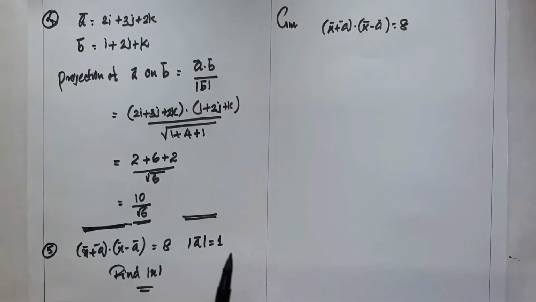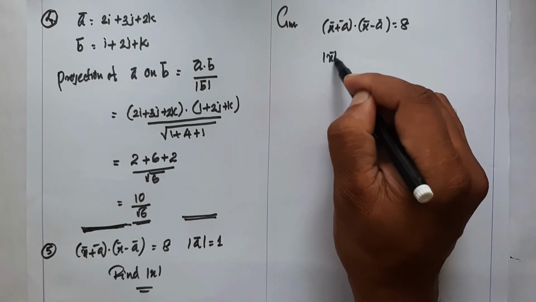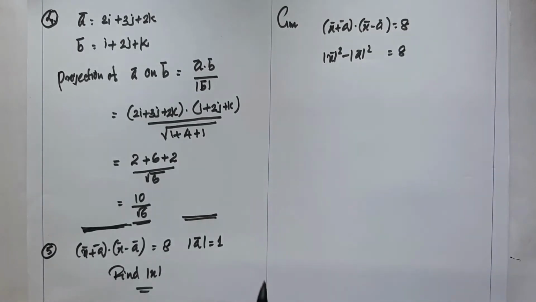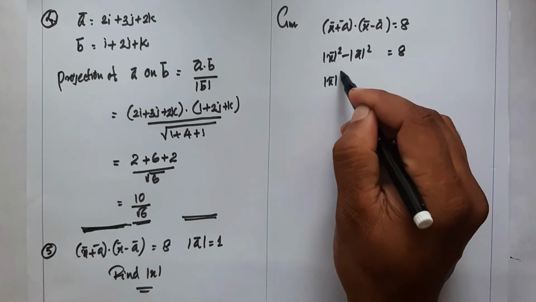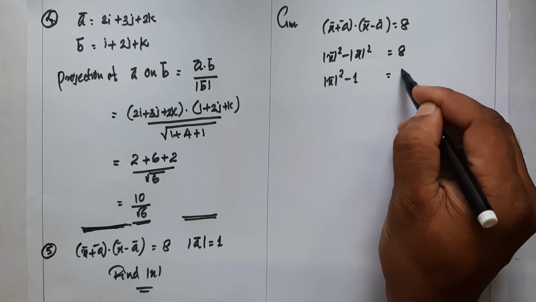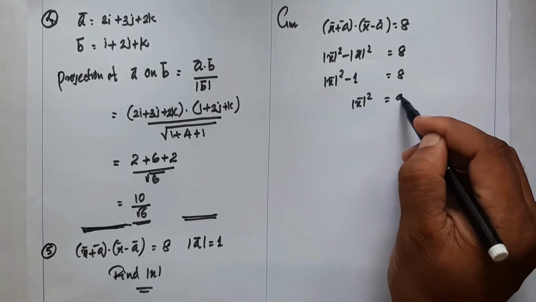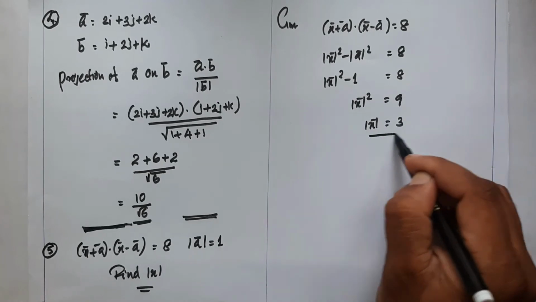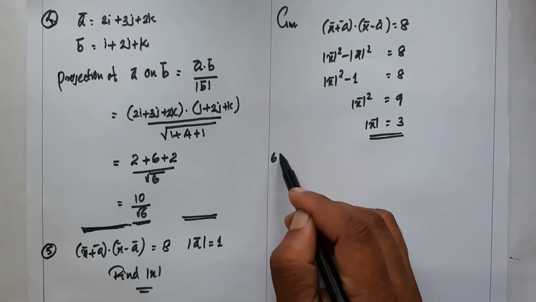Similarly, using the identity we write this vector quantity as mod x square minus mod A square is equal to 8. Here already given mod A is 1 because A is a unit vector, and therefore mod x square minus 1 is equal to 8, and therefore mod x square is equal to 8 plus 1, answer is 9. Mod x is equal to 3. That's all. It's a very simple question.